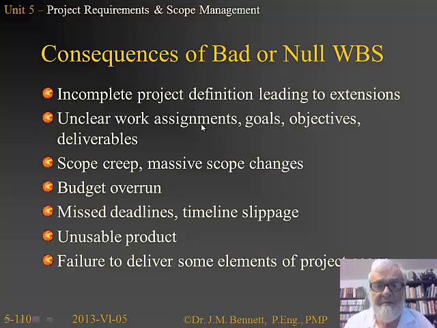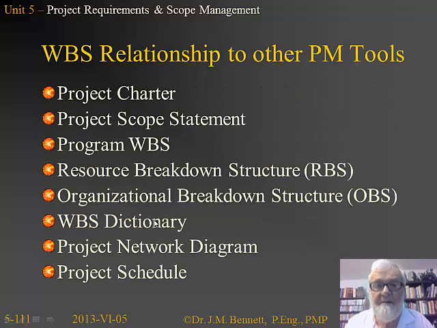The work assignments will not be clear. The goals, objectives, and deliverables will not be clear. Scope almost by definition has to creep because we haven't defined it all. So there's going to be a lot of scope changes, and that's not a good thing, people. There's going to be budget overruns, missed deadlines, timeline slippage, probably a product that's unusable, and failure to deliver some of the elements that were expected in the scope.